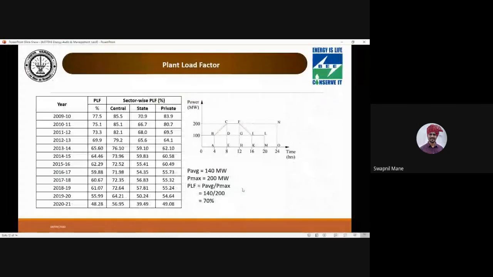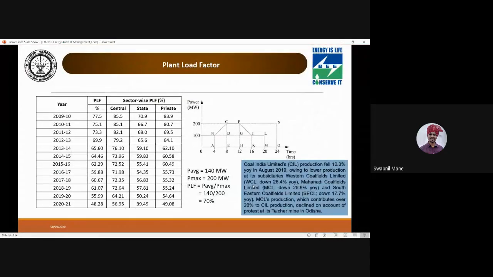Okay, so plant load factor means how we have capacity, but it is not getting utilized, right? So what was the reason? Coal India Limited is a government body. What does Coal India Limited do? It is into production and distribution of coal.